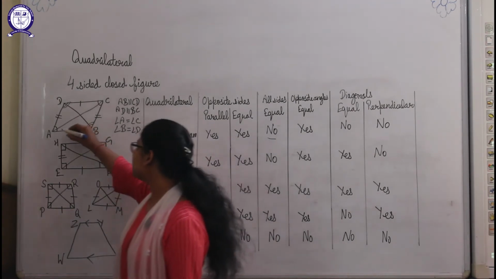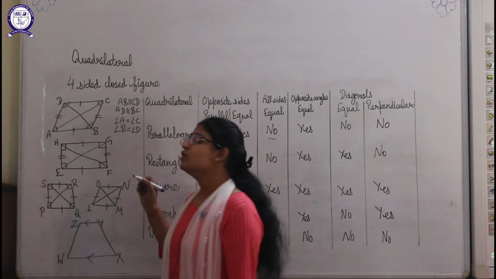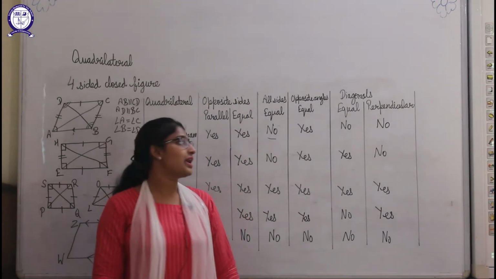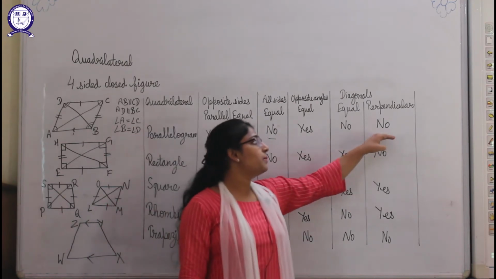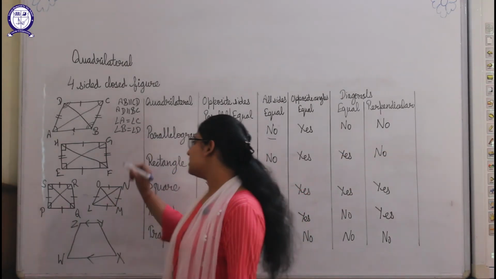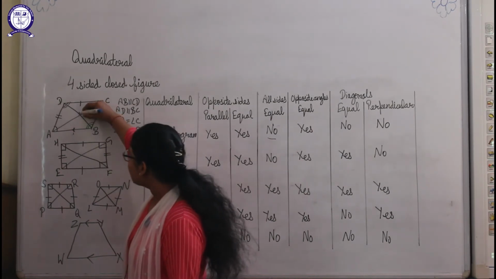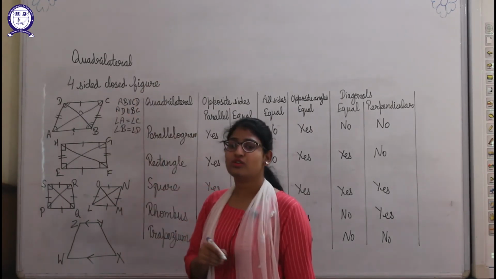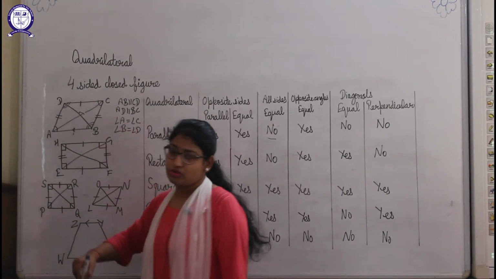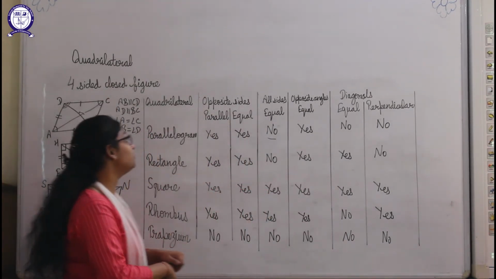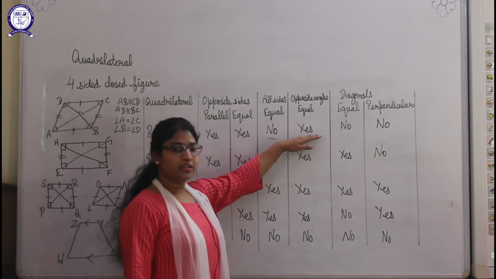Okay, so these are the diagonals AC and BD. And in a parallelogram, diagonals are not equal, they are unequal. And what about perpendicular? Perpendicular means whether the diagonals intersect each other at 90 degrees or not. So in a parallelogram they are not at 90 degrees. So in a parallelogram, opposite sides are equal and parallel, and opposite angles are equal.